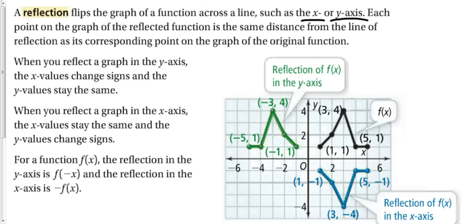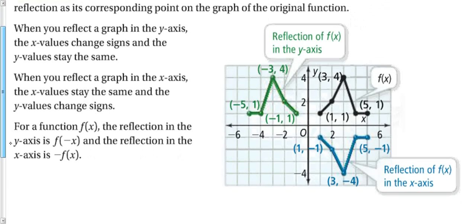Now, when you reflect a graph in the y-axis, the x values change signs, and the y values stay the same. So if we reflect in the y-axis and look at the black one and the green one, the x's change, the y's stay the same. The opposite is true when you reflect a graph in the x-axis. When we reflect a graph in the x-axis, the x values stay the same and the y values change. So if we look at the blue and the black, my y values change, my x's stay the same.